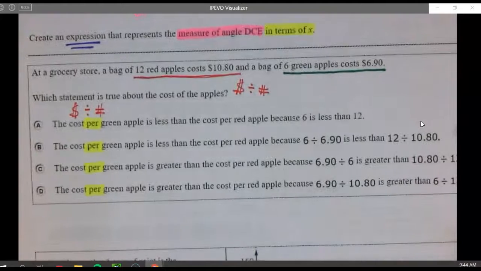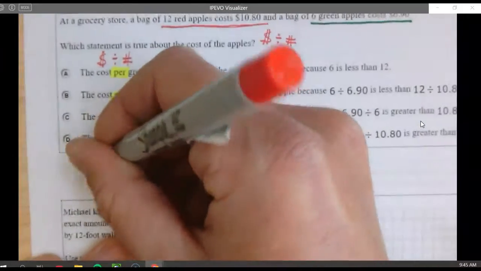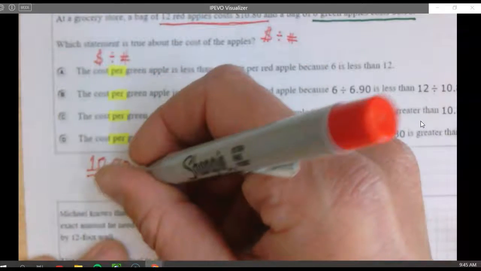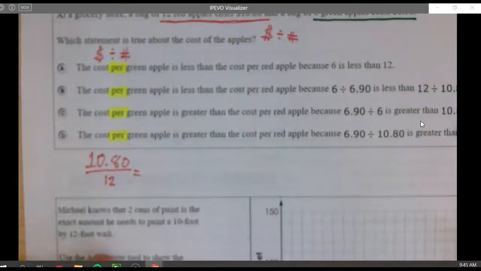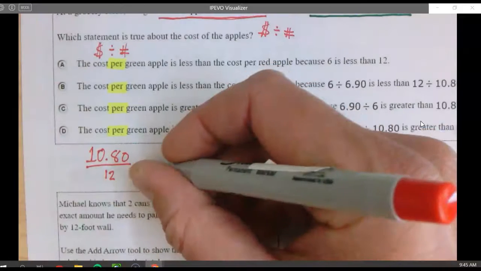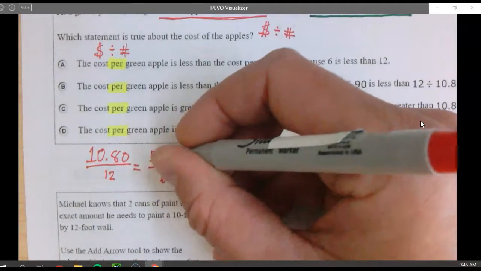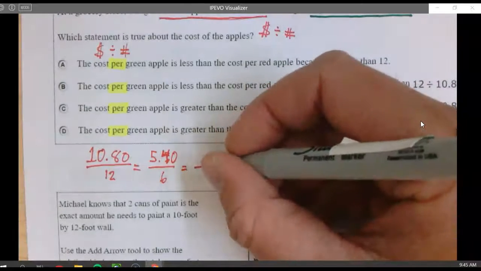So do it. You would probably have a calculator, but if you don't, you could set it up as a fraction. So for my red apples, $10.80 over 12. If I didn't have a calculator, I could at least cut them both in half. We have 540 over 6. I almost goofed that up. I think I could cut these in half again.